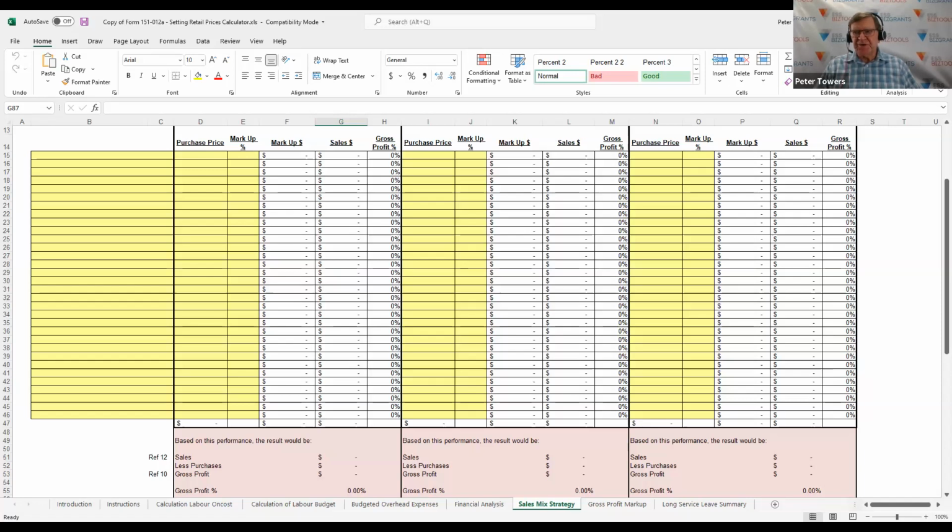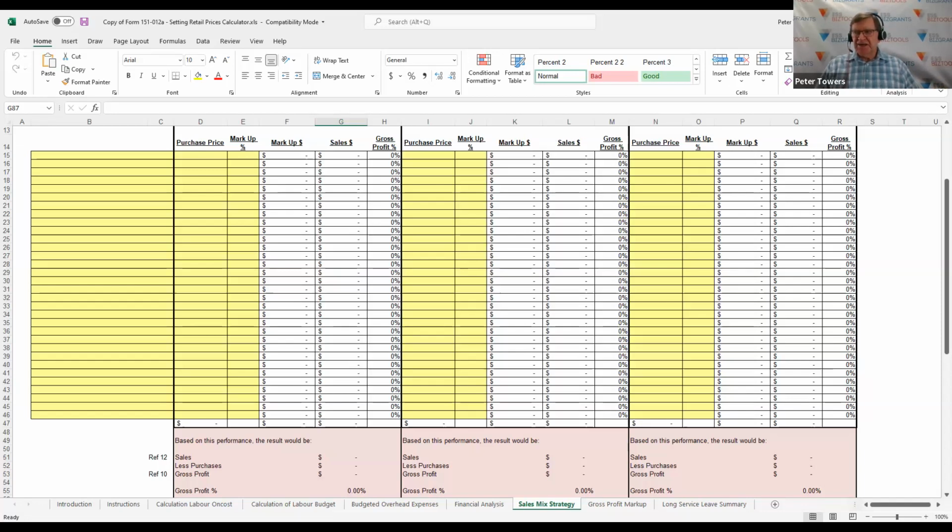So you progressively work through each line. The purchase price might change a bit, because you might say to the client, well, why don't we buy a bit more of this product? Because it's a good earner. You reckon you're getting 130% markup. Could we buy a bit more? It's up to the client to say yes or no.